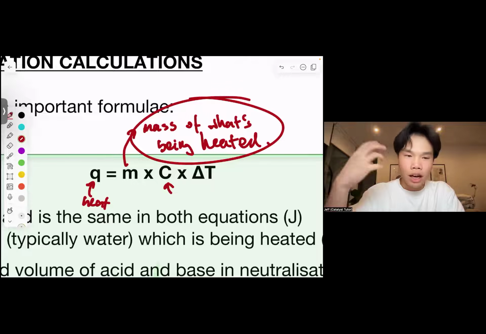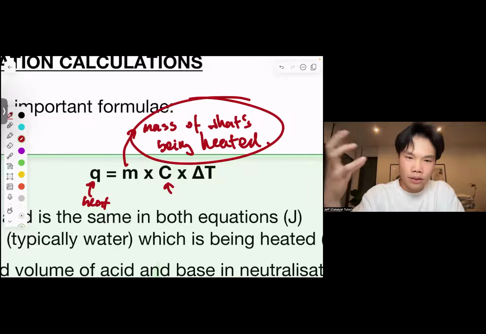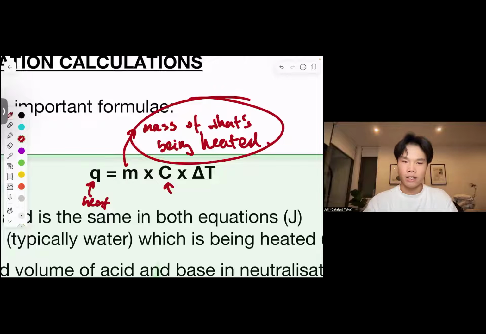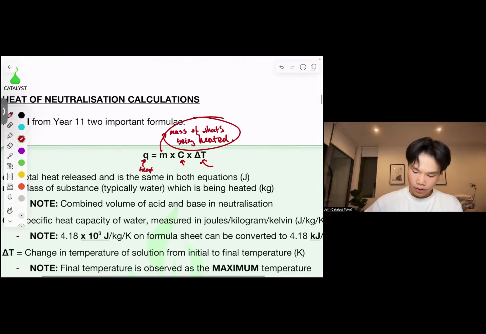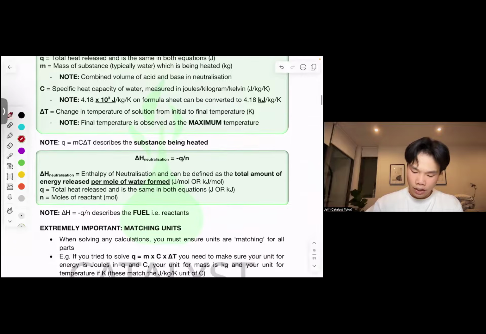If you have a really high heat capacity, what does that mean? Is it easy or hard to heat something up? Very hard. And delta T is your change in temperature. So if you heat from 20 to 40 degrees, your delta T is 20. Good. Delta H equals negative Q on n.